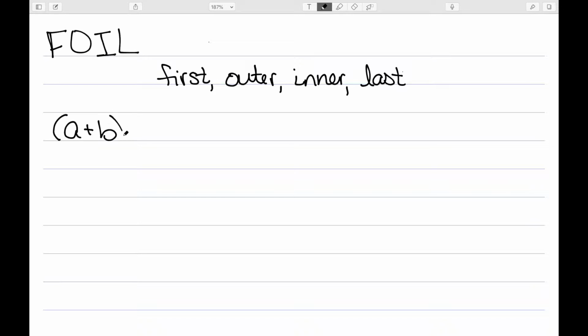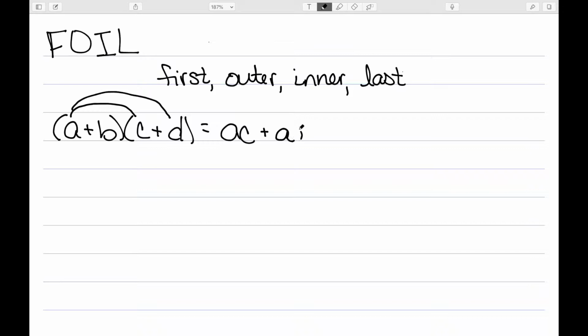So if I have a generic binomial times a binomial, the idea is I multiply my first two terms, a times c, my outside two terms, a times d, my inside two terms, b times c, and then my last two terms, b times d.